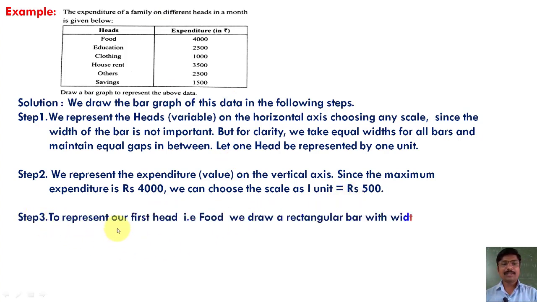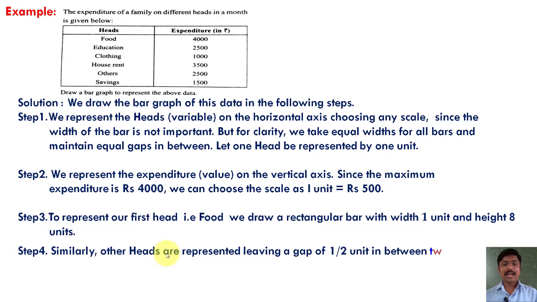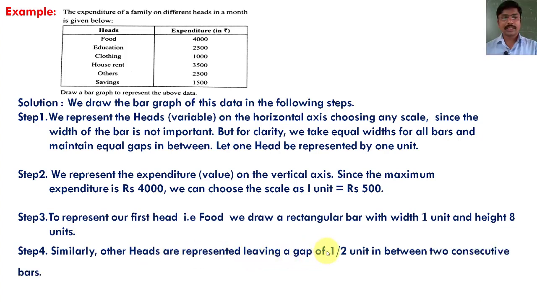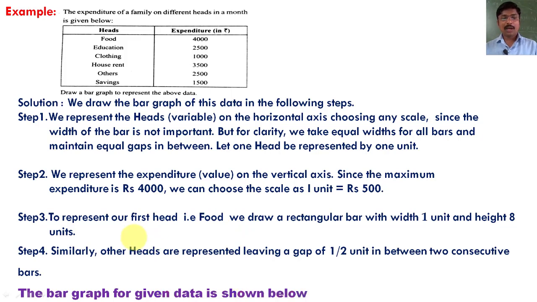Step 3. To represent our first head, that is food, we draw a rectangular bar with width 1 unit and height 8 units. Step 4. Similarly, other heads are represented, leaving a gap of half unit between two consecutive bars. In between two bars, we will leave a spacing of half unit. Then the bar graph for this given data is shown below.